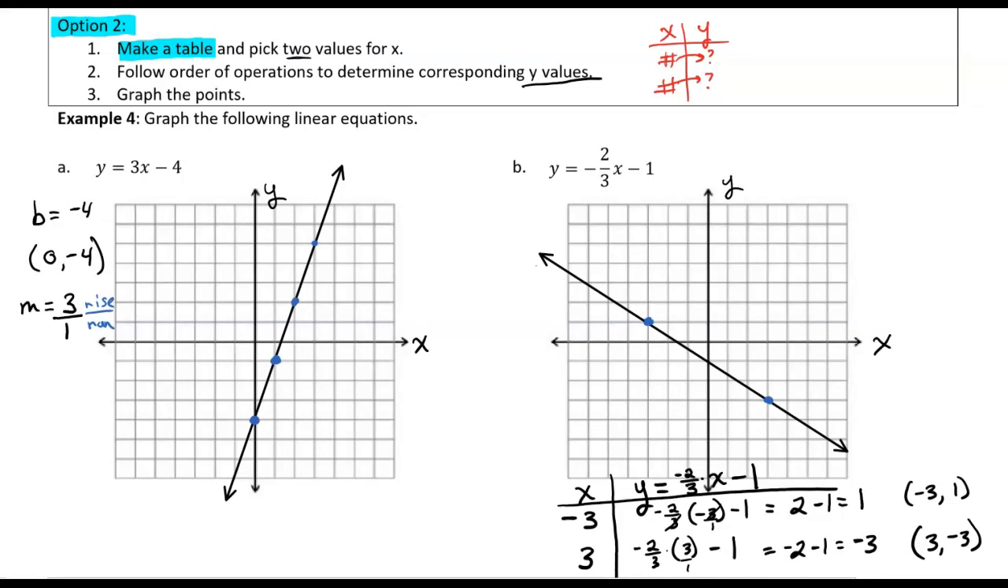So either way, we get the same picture, even if I had done the slope and the y-intercept with this second graph, we still would have had the same image, right? The same graph overall, no matter how you find it. It's good to have options. Sometimes the table goes a lot faster, believe it or not, than the slope-intercept form. A lot of times slope-intercept form is the faster way, but it's still good to know both options.